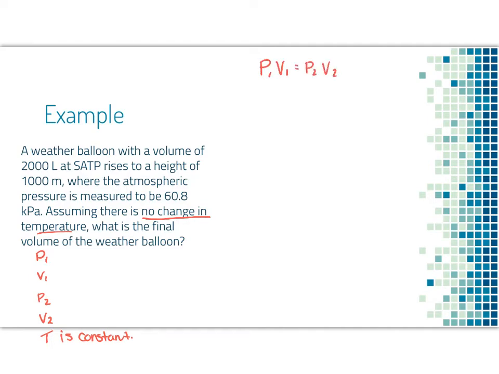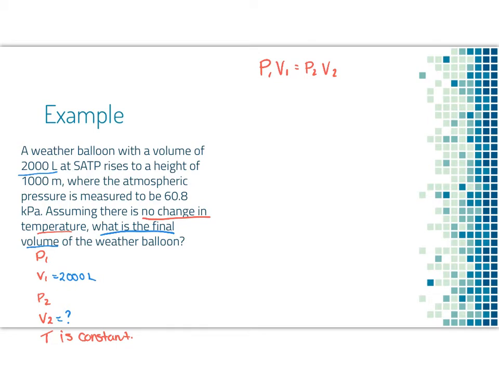Let's just fill in what we know. Again, P1 and V1 are our initial conditions, or how things start. So the weather balloon has a volume of 2,000 liters. So that is our initial volume. And we are looking for the final volume. So we don't know V2. It's our question mark here.